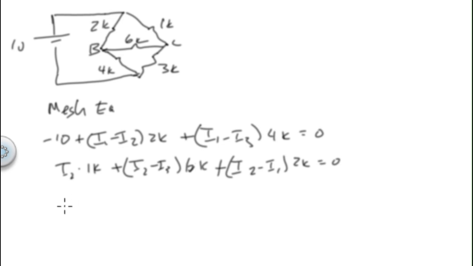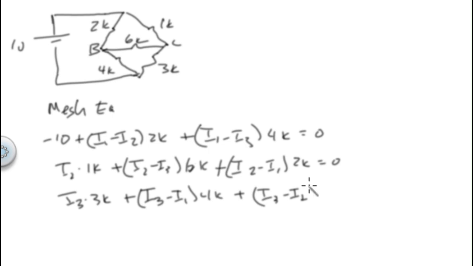My I3 loop is what? Well, it's I3 times 3K plus (I3 minus I1) times 4K plus (I3 minus I2) times 6K equals 0. That's your mesh equations. Now, what about your nodal equations?